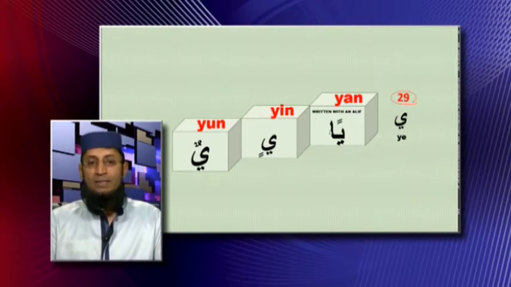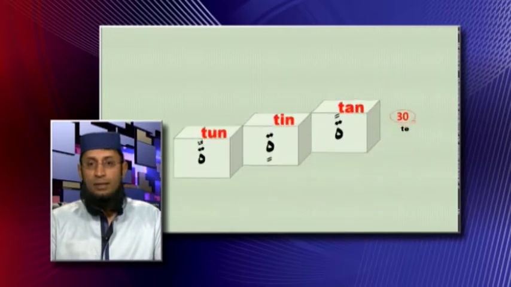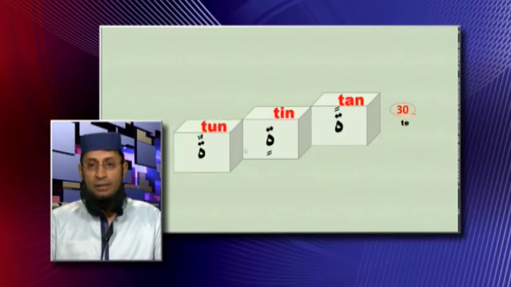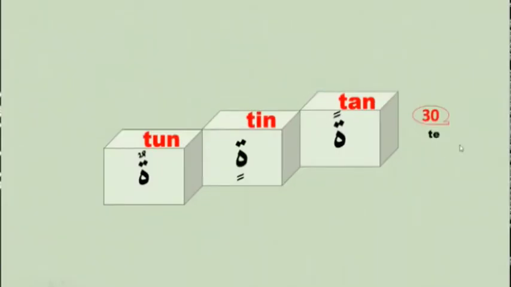Letter number 29 is the letter ya. With fathatain we say yan, kasratain yin, and dhammatain is yun. Yan, yin, yun. The final letter for today, letter number 30, is the letter ta, the same as before but the shape of this one is different, the pronunciation is the same.